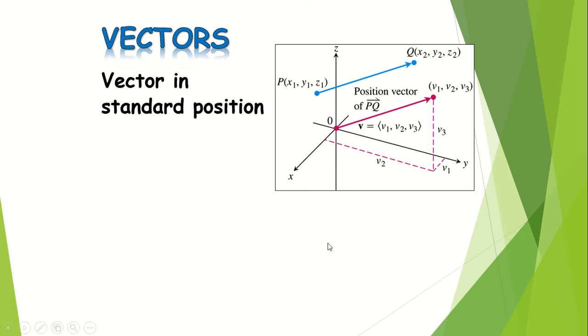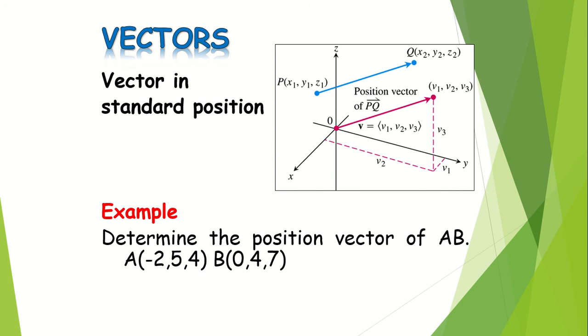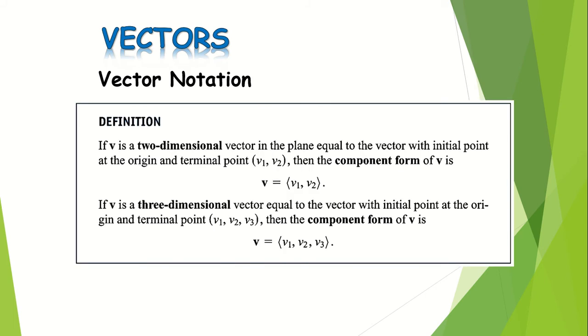Then we have vectors in standard position. We have some example here, but we don't bother to solve this one. We'll reserve our solution for our next examples. We have here the vector notation. We have the two-dimensional vectors and the three-dimensional vectors. I think we have to focus on this part here.